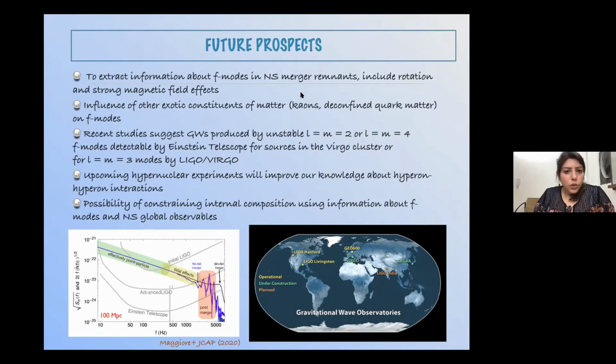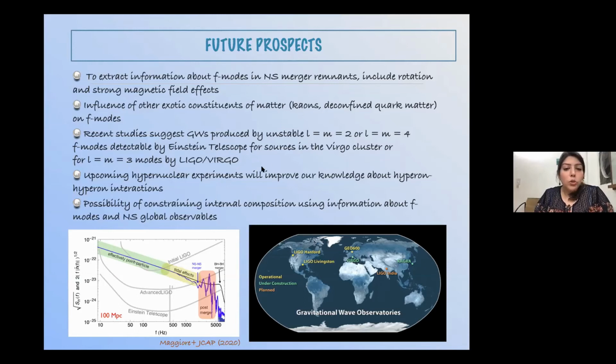We must include rotation and strong magnetic field effects if we want to extract F-mode information from post-merger remnants. One should also keep in mind that there are other exotic components of matter, like kaons or deconfined quark matter, that can affect the F-modes.